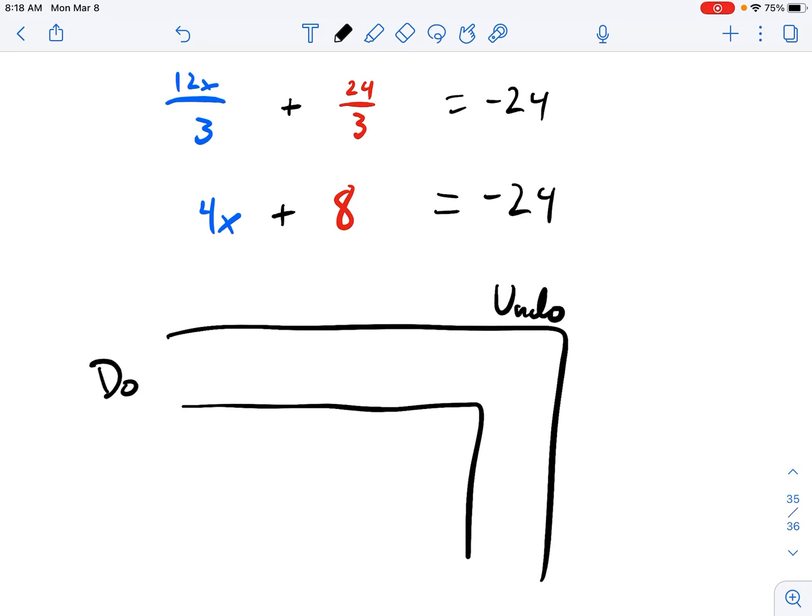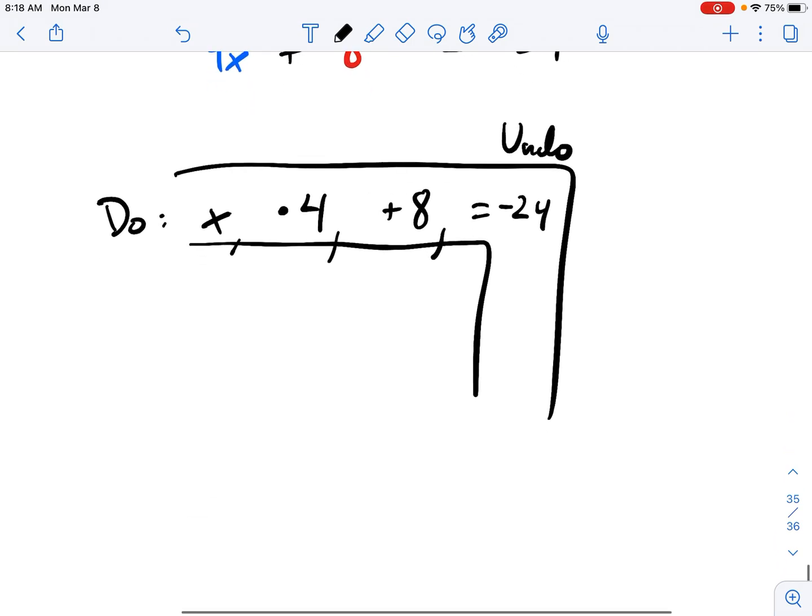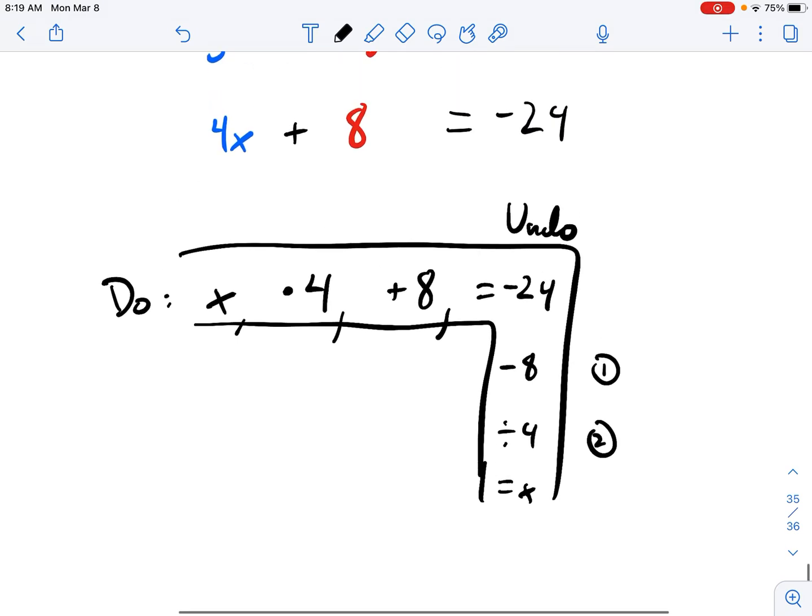So we start with x, we always start with x, then we multiply by 4, then we add 8, and then finally it equals negative 24. When we undo that, we have minus 8 is the first step, divide by 4 is the second step, and then we'll get to equals x.